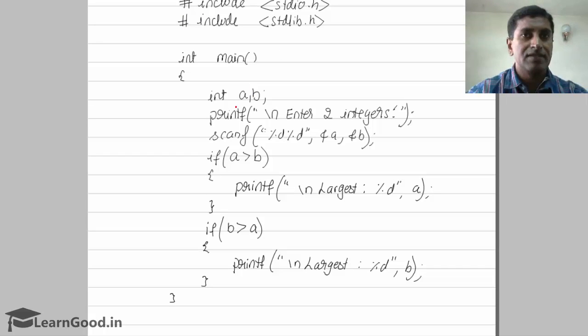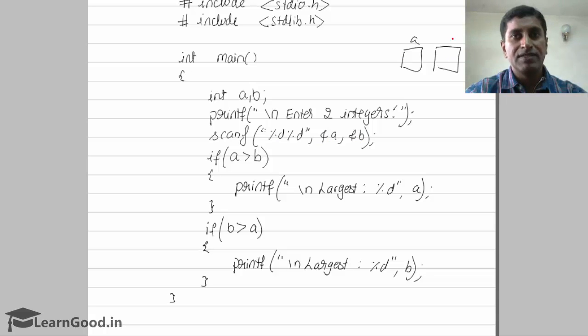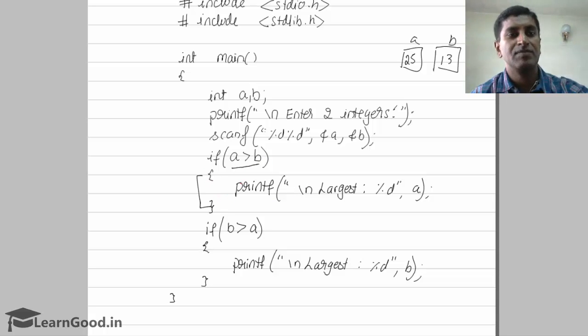Let's see how this works. I will assume you are accepting values with scanf %d, &a and &b. Let's assume that the a value is given as 25 and the b value is given as 13. When it checks the condition whether a is greater than b, 25 is greater than 13, the condition is true. Whatever is inside this compound statement will get executed, so it will display the message largest equals to 25.